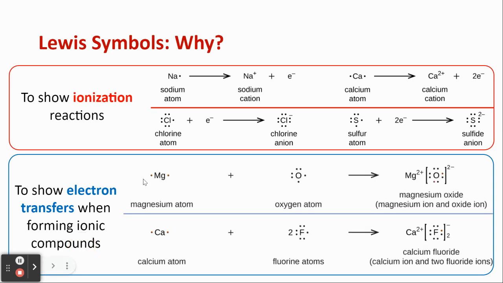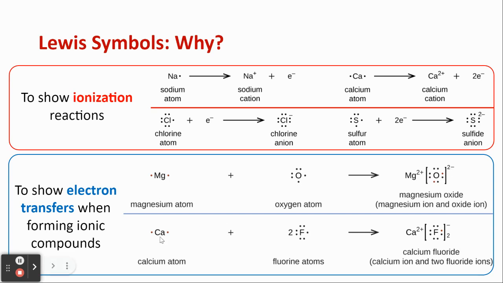So let's say that we've got magnesium, which has 2 valence electrons, and oxygen that has 6 valence electrons. If the magnesium transfers its electrons to oxygen, we would end up with a magnesium ion with a +2 charge because it lost 2 electrons, and an oxide ion that has a -2 charge because it gained 2 electrons.